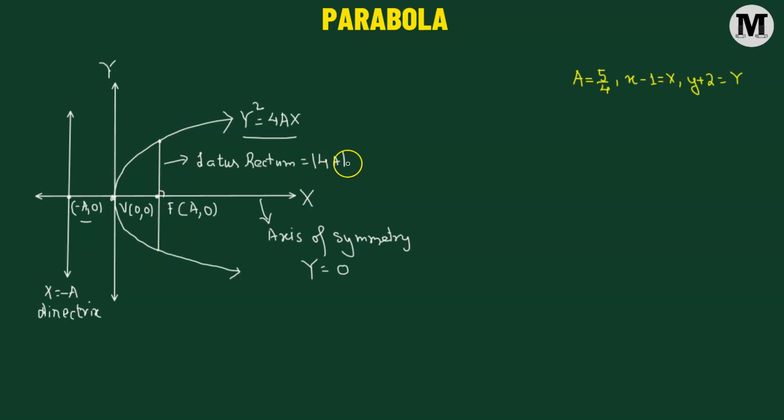So this line is referred to as the latus rectum, and its length is defined as the absolute value of 4 times a. Now from our problem, we have already found out the value of a. a is 5 over 4, and we use the substitution X in uppercase with x minus 1 and Y in uppercase with y plus 2.